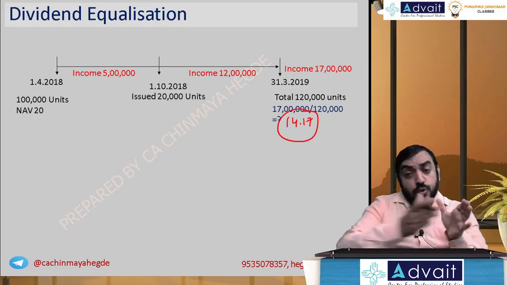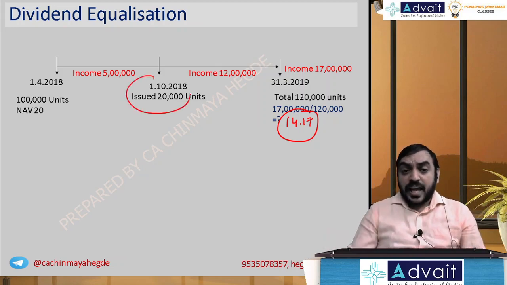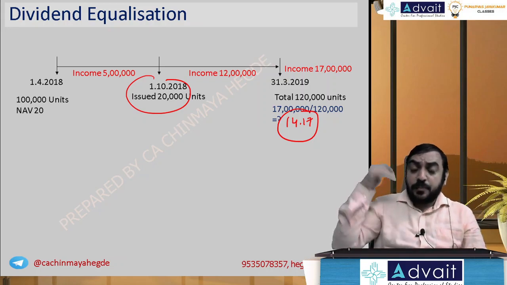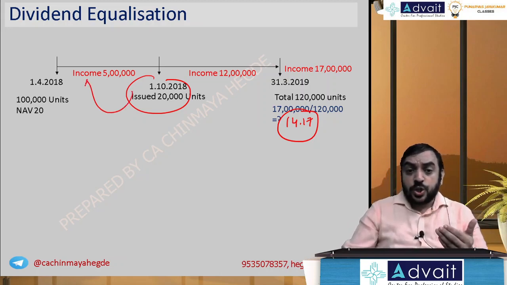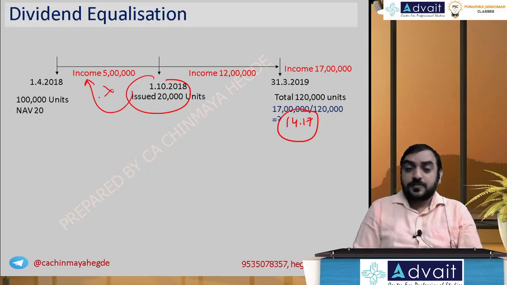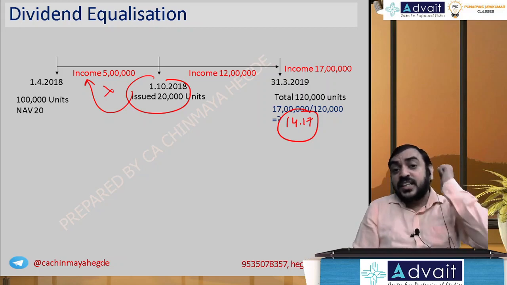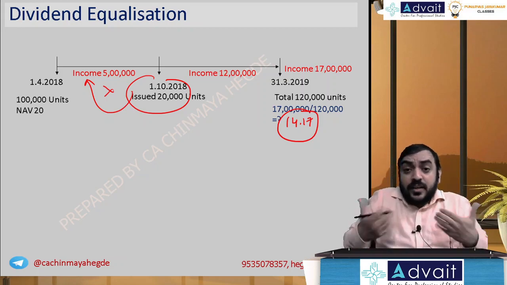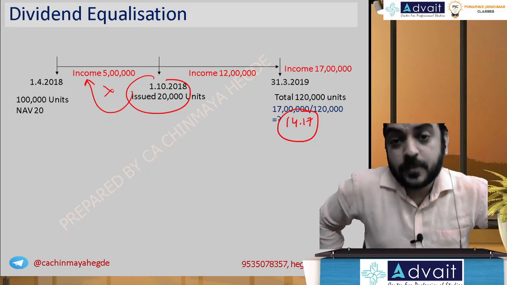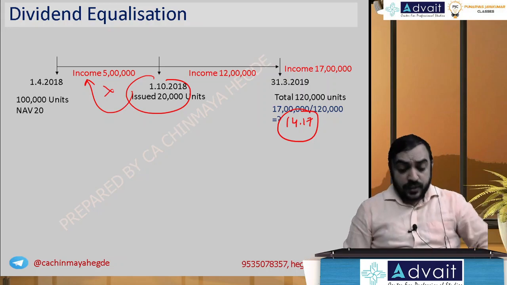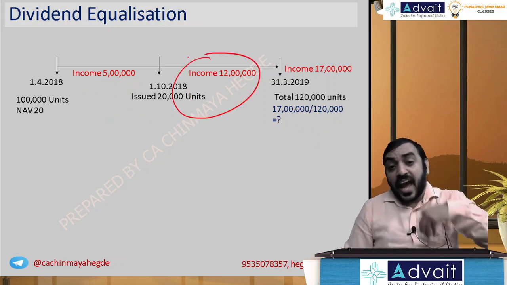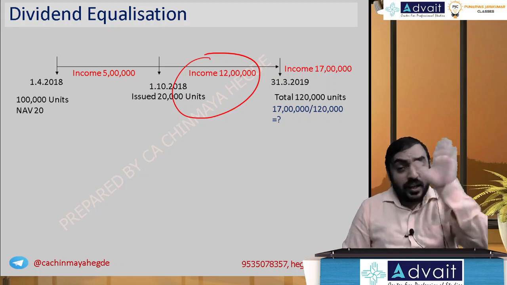This income was earned throughout the year, but these people have joined in the middle of the year. How can they be paid for the previous period? These people should not be eligible for the income earned earlier, right? Is the logic clear? People who joined in between should not be eligible for the income earned earlier because it was earned without using their money. They are not responsible. So they should not be given 14.17. They should be given only the income earned after that. Only that they are eligible for. The previous income, they should not be eligible for.